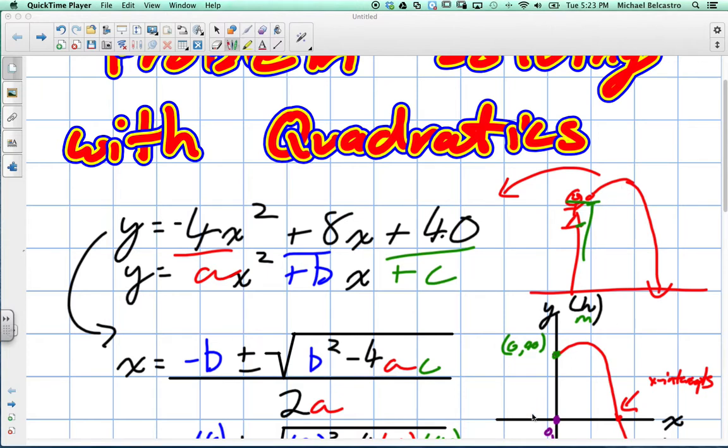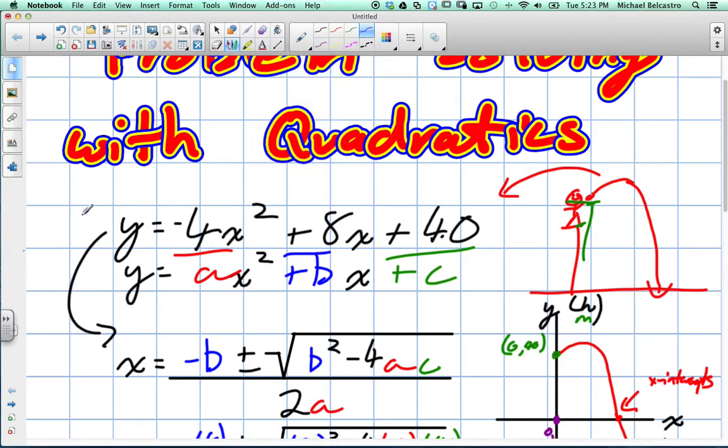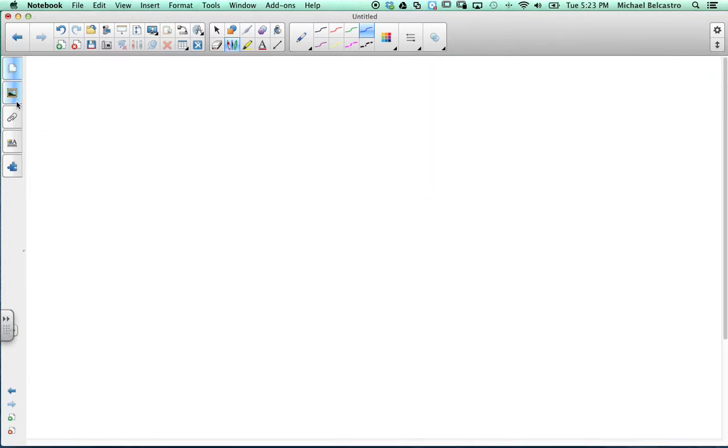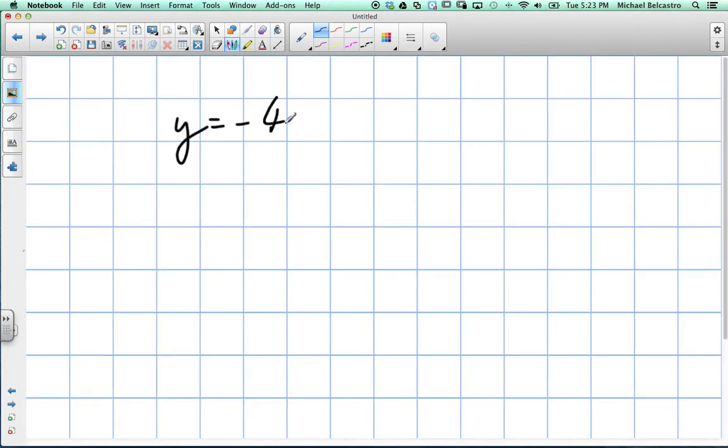Now, from the two x-intercepts, I can find the equation of the axis and all those silly things. But another way we can find this is completing the square from the original standard form. So maybe I'll jump to the next page here. And the original equation said y was equal to -4x squared plus 8x plus 40. So let's complete the square.